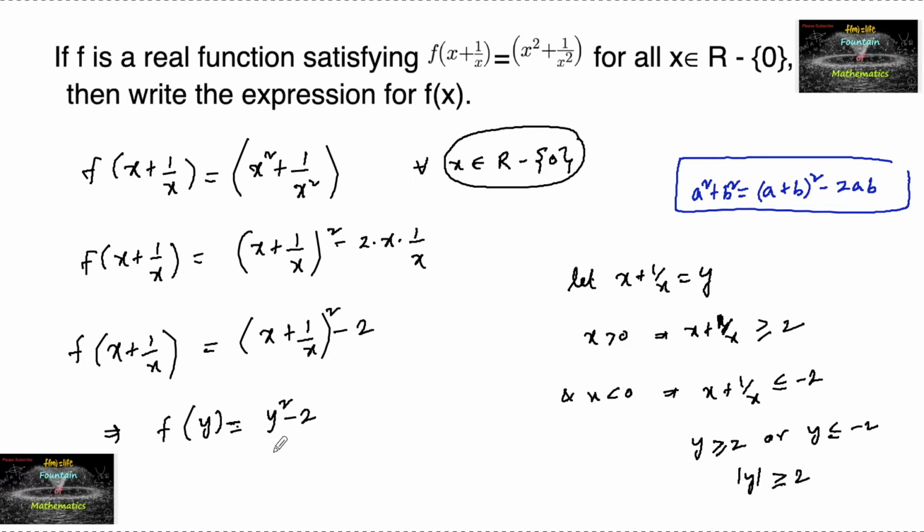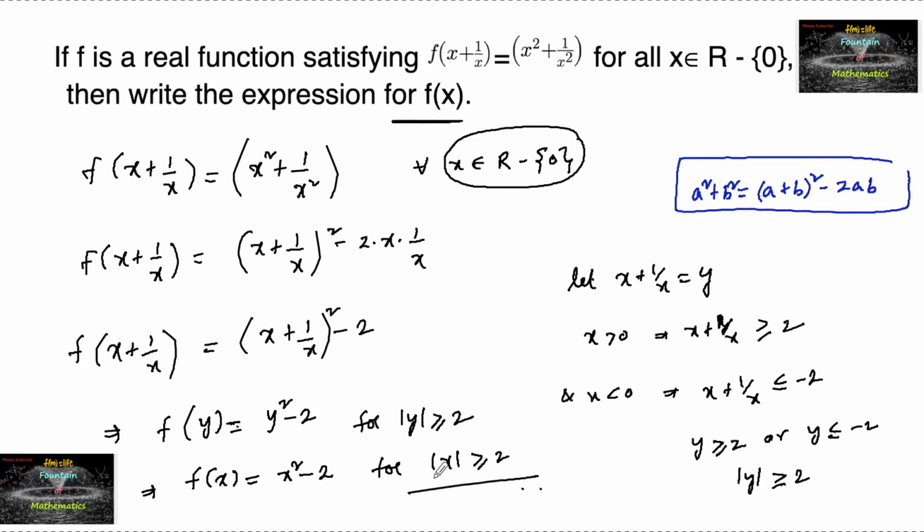So f of y is equal to y square minus 2, for mod y is greater than or equals to 2. And this can also be written by changing the variable. F of x is equal to x square minus 2, because he is asking to write the expression for f of x. So just replace y with x, just changing the variable. F of x is equal to x square minus 2 for mod x is greater than or equals to 2. So the answer is f of x is equal to x square minus 2 where mod x is greater than or equals to 2. Okay, right, thank you.